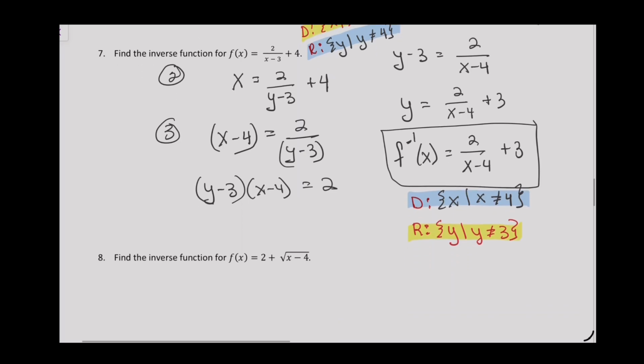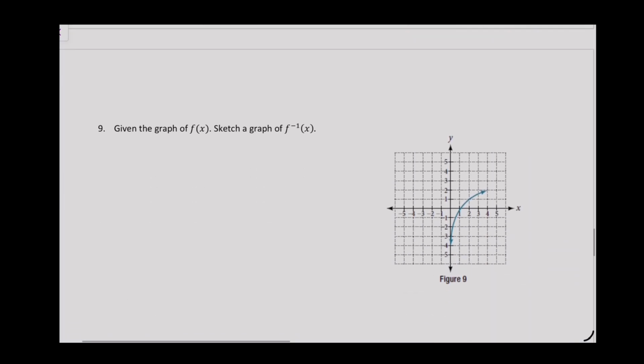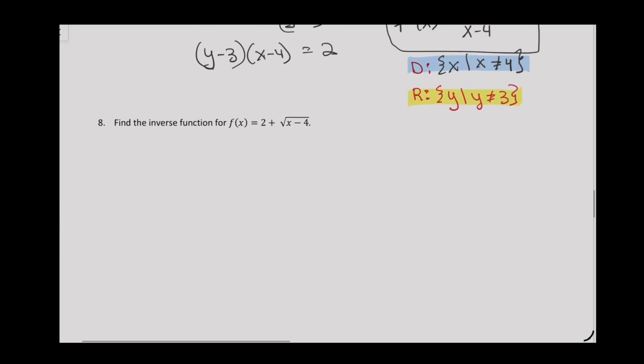Let's keep going here. Find the inverse of this function. So we're going to follow the same steps. This graph is one-to-one. Okay? I'm going to graph down here, but I'm not going to focus on the graph piece. I'm going to focus on the steps. So one-to-one, check.